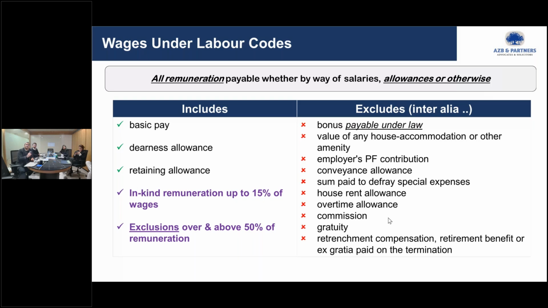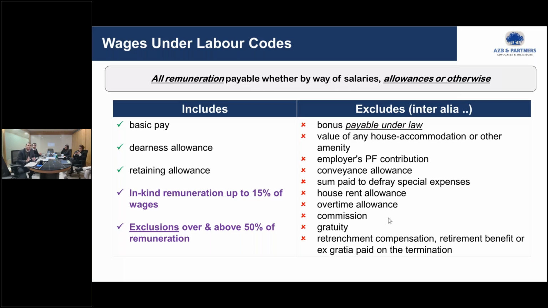but it excludes everything what you see in the cross channel, right? Any bonus payable under law, important, house accommodation, PF contribution, conveyance allowance, anything to defray special expenses, HRA, overtime, commission, gratuity, retirement compensation. So this definition will look very, very familiar to you with the wages definition we have even today.